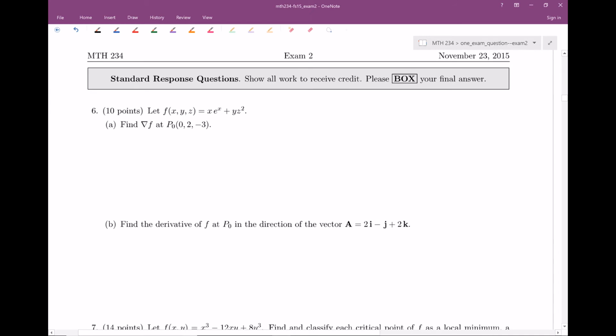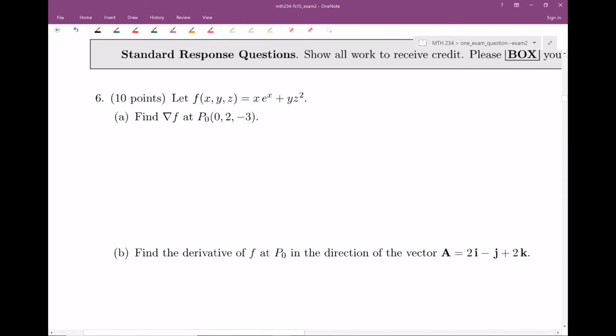Question number 6 here. First we're going to find the gradient of our function f at a specified point, and then we're going to do a directional derivative. So the derivative of f at this point in this direction, the direction of a in this case. So okay, let's go ahead and first find our gradient.